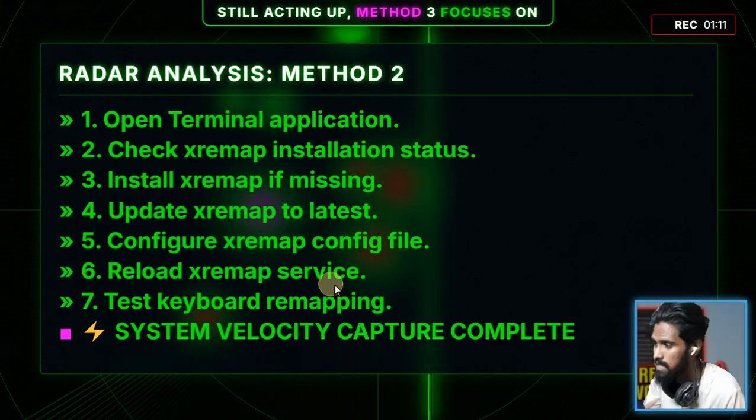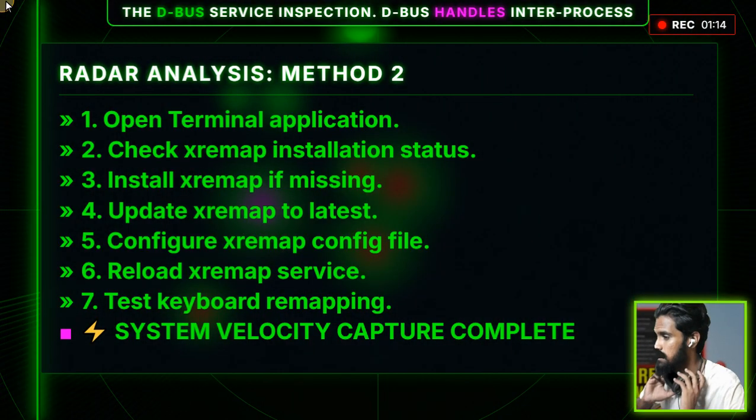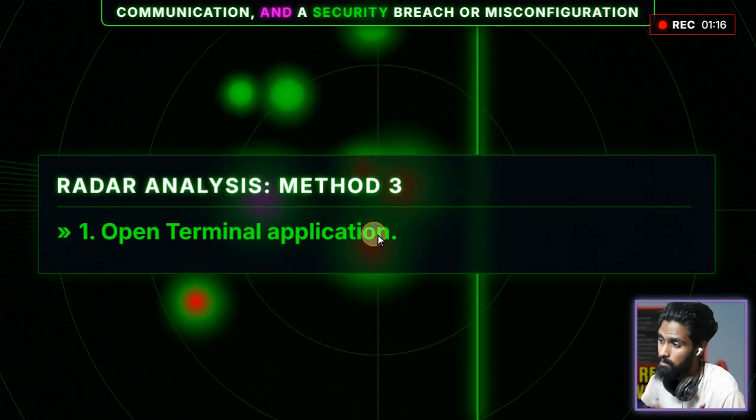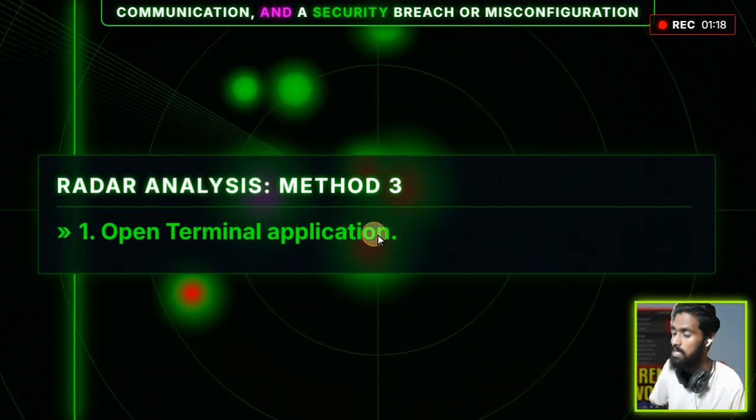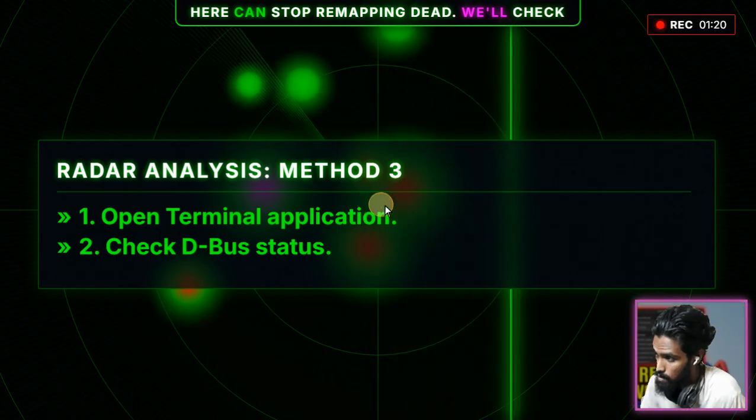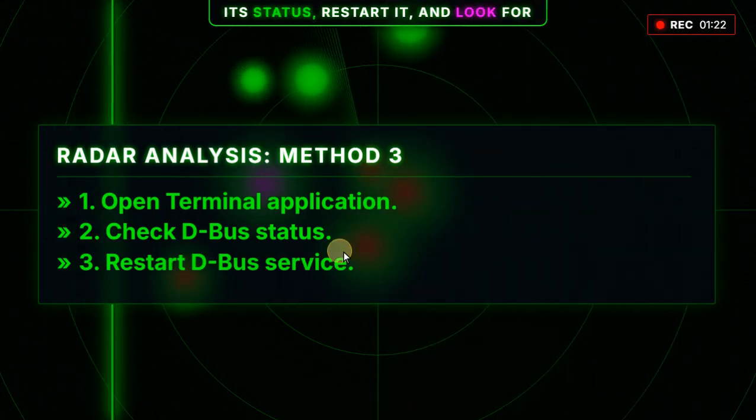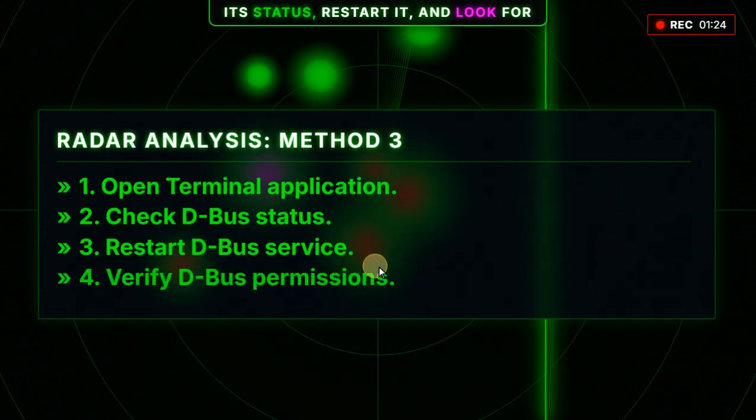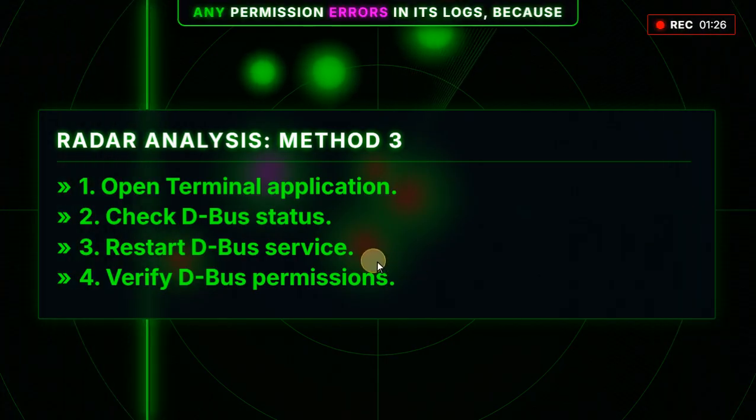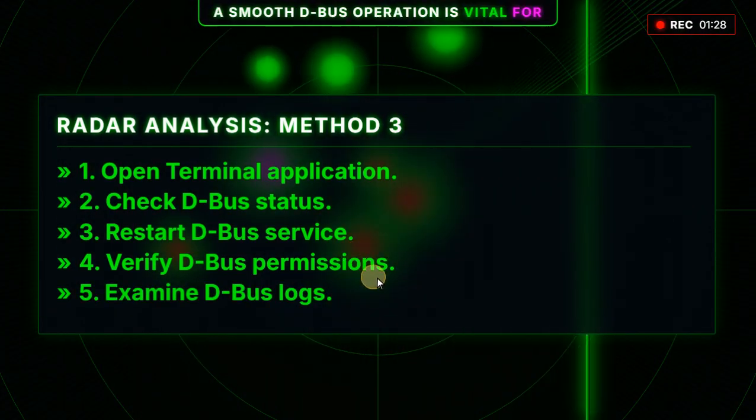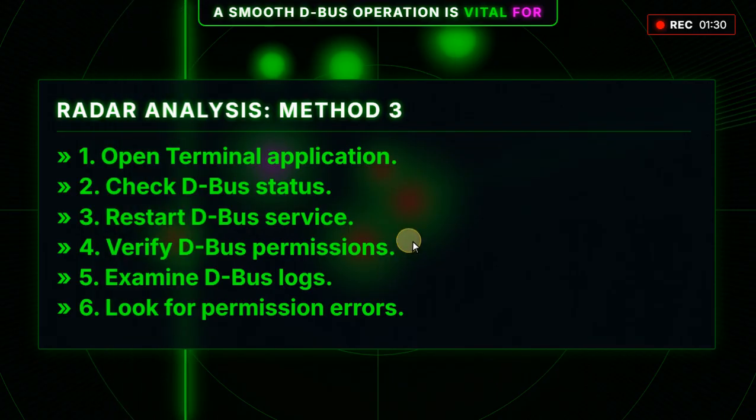Now, if your Apple external keyboard key remap is still acting up, method 3 focuses on the dbus service inspection. Dbus handles inter-process communication, and a security breach or misconfiguration here can stop remapping dead. We'll check its status, restart it, and look for any permission errors in its logs, because a smooth dbus operation is vital for input events.